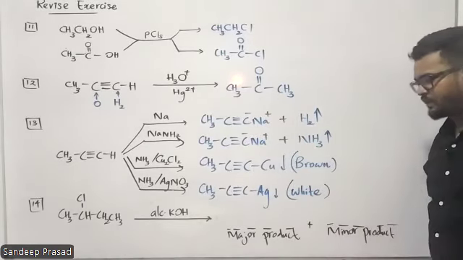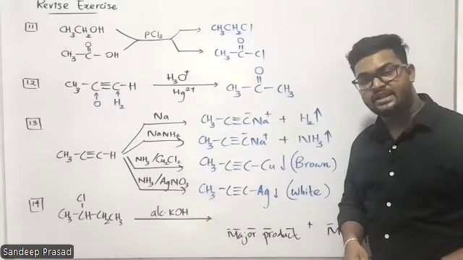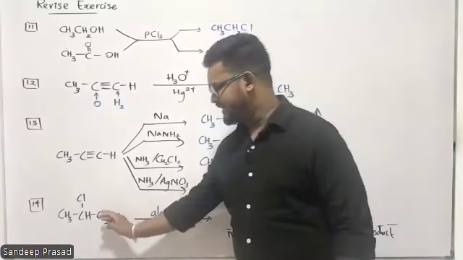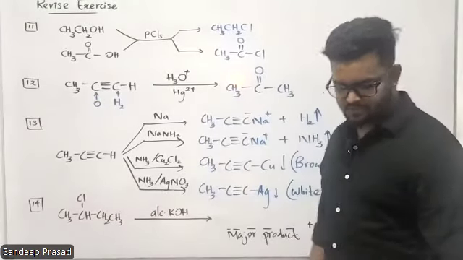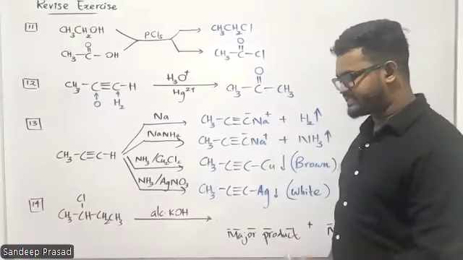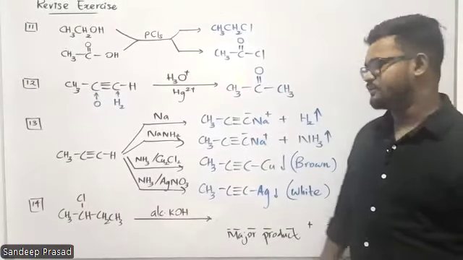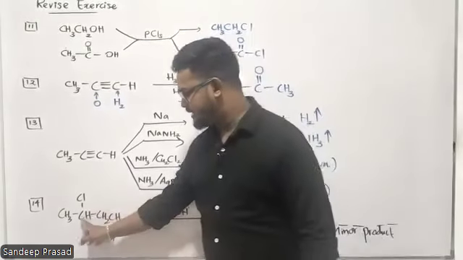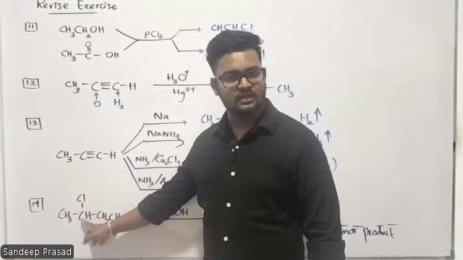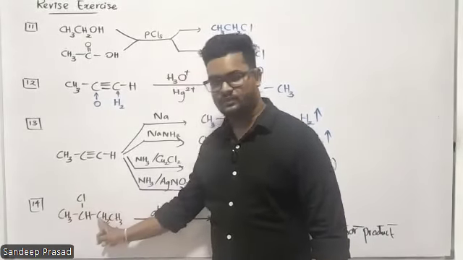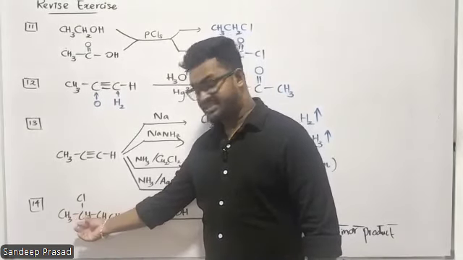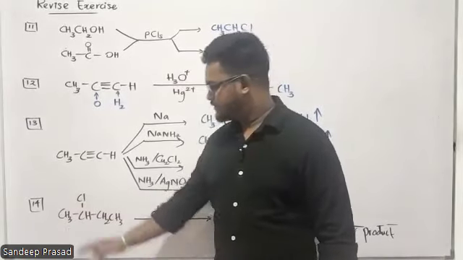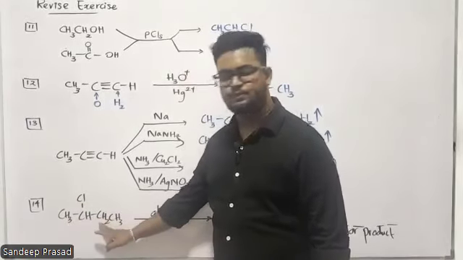Now let's go for this one, alcoholic KOH, right? This is an elimination reaction. Chlorine is eliminating with a hydrogen from the nearest carbon atom, right? So here, students, we have to apply the Zaitsev rule. The Zaitsev rule says that the poor gets poorer, right? This is the carbon atom which is connected to chlorine, and these are the two neighboring carbon atoms. One is rich with hydrogen, the other one is poor with hydrogen.